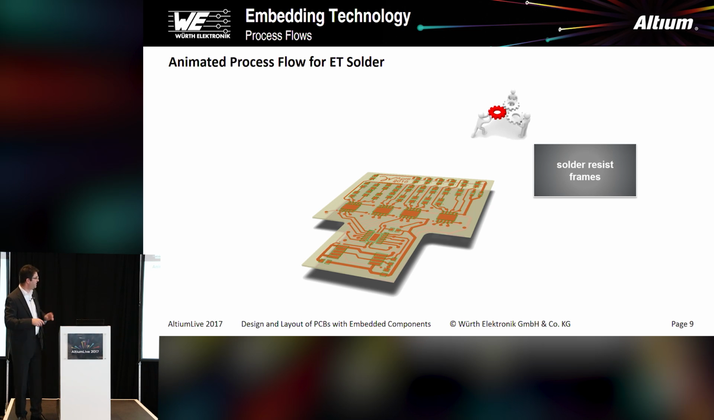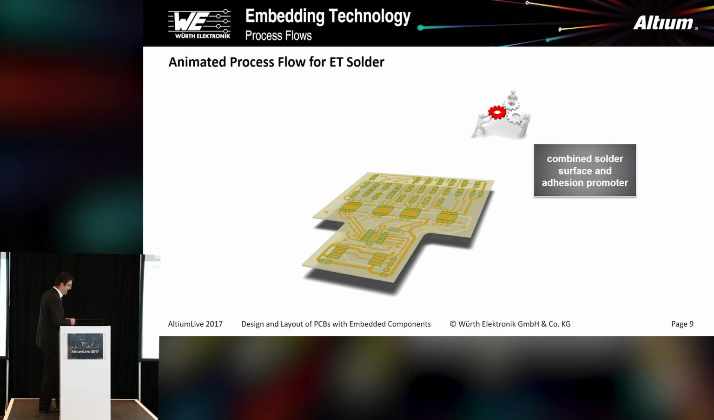What we do now is we print the solder resist frames. You see the frames surrounding those solder pads. And we add the solder surface, which acts in both ways. On the one hand, as a solder surface, so you get the wetting from the solder. And on the other hand, we need an adhesion promoter for the multi-layering. Every printed circuit board shop needs to have an adhesion promoter on the copper. It's not just pressing it together, because copper doesn't want to stick to resin. In that case, it's a combination. The solder surface is the adhesion promoter, so it's no additional process here.